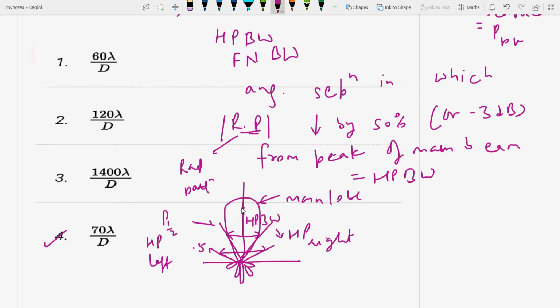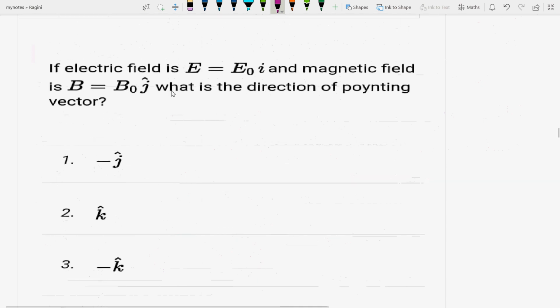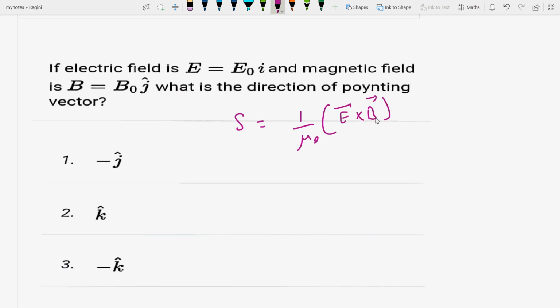ओके, नेक्स्ट क्वेश्चन है: if electric field E is E naught I and magnetic field is B naught J, what is the direction of pointing vector? देखिए पॉइंटिंग वेक्टर क्या होता है? It is the cross product of electric field vector and magnetic field vector. So this will be 1 by mu naught of E cross B.